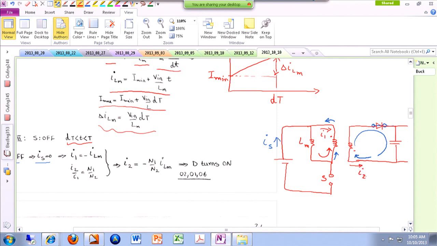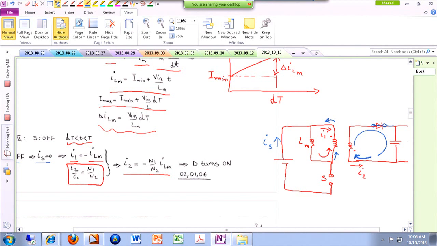So obviously here they are both negative because the real currents are in the opposite directions. So I1 is carrying the inductor current in the reverse polarity, and we already know I1 over I2 is N2 over N1 or vice versa. Therefore I can find I2 to be negative of N1 over N2 times ILM. That means the current is in the opposite direction, like the blue direction that I have over here.